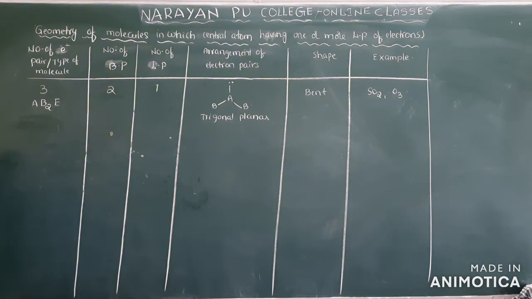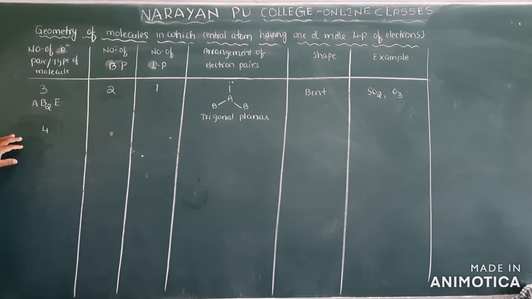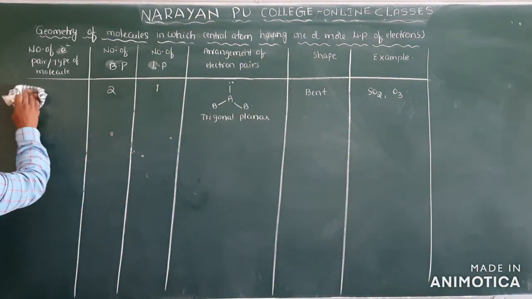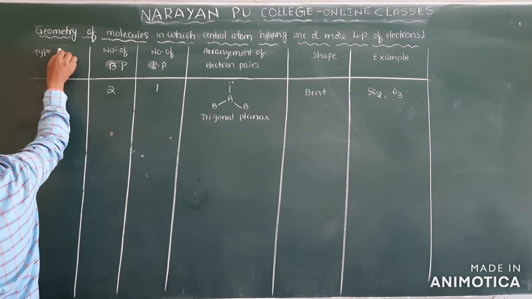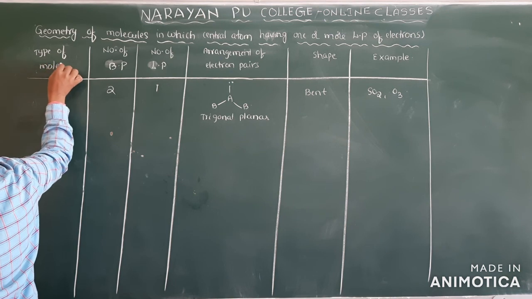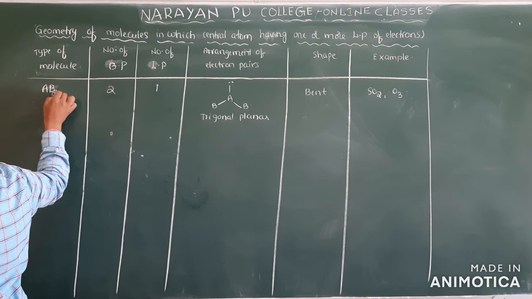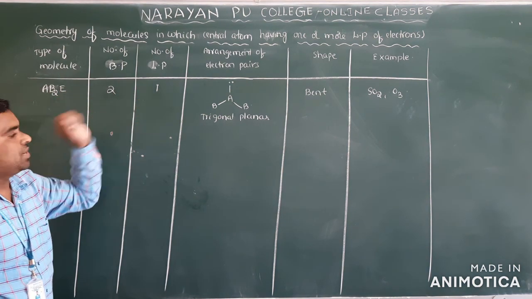Next one is where 4 pairs of electrons are there. If you are confused, just write here the type of molecule. Clear? So here, what is the type of molecule? AB2E. AB2E means how many pairs of electrons are there? 2 bond pairs, 1 lone pair.